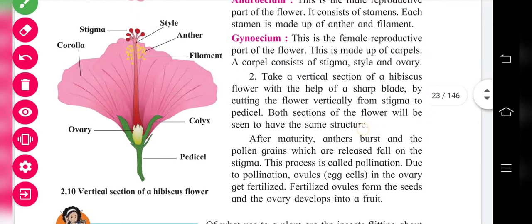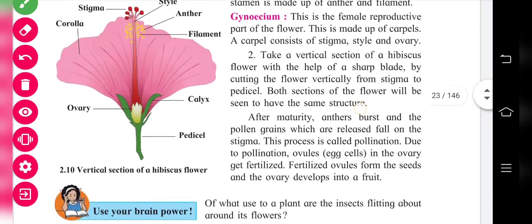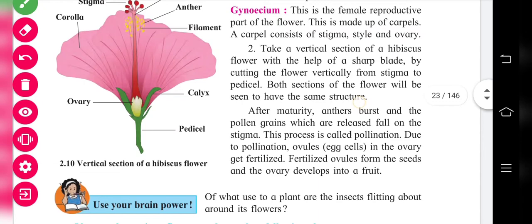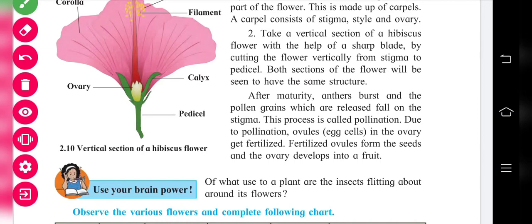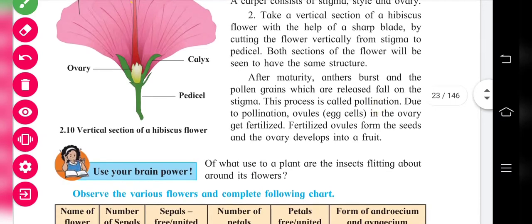Take a vertical section of hibiscus flower with the help of a sharp blade. By cutting the flower vertically from the stigma to the pedicel, both sections of the flower will be seen to have the same structures. After maturity, anthers burst and the pollen grains which are released fall on the stigma. This process is called pollination.